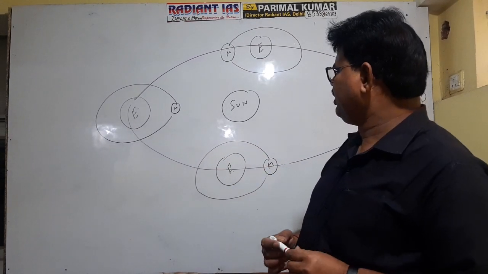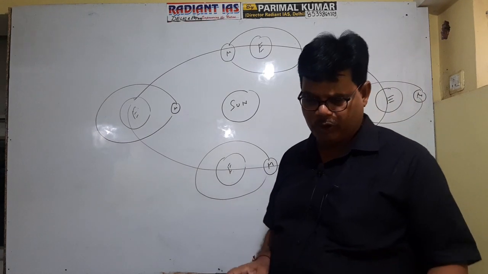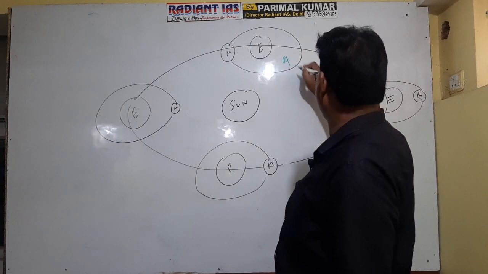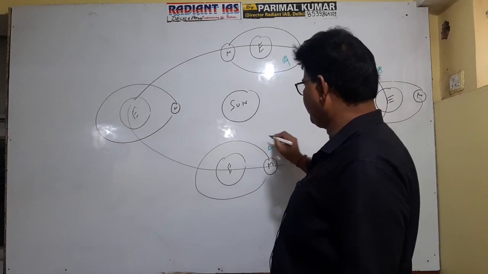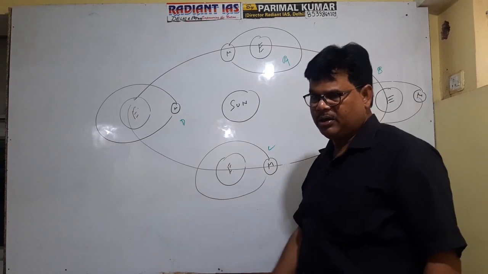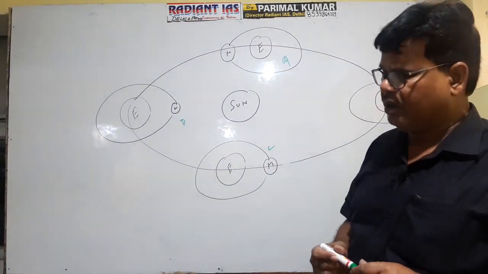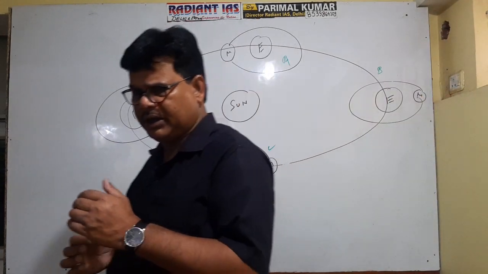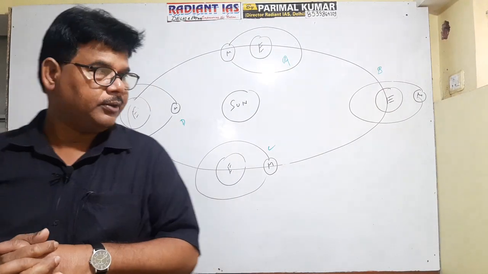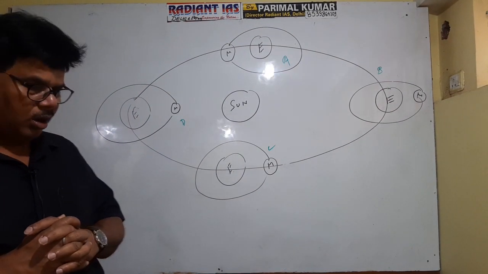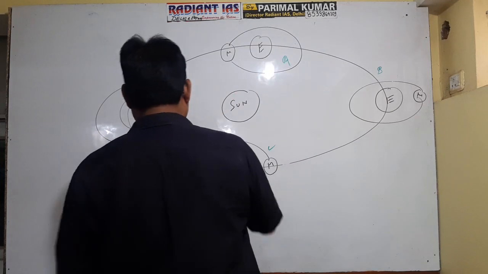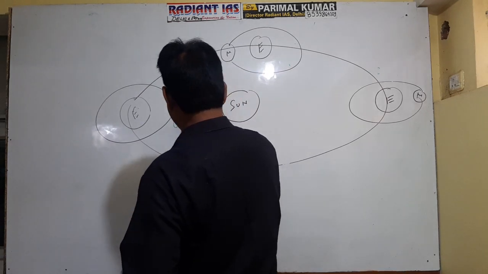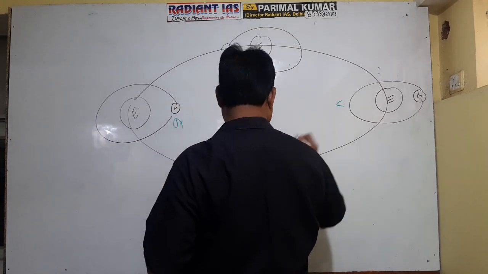So you see, with respect to the sun, moon and the earth, we have four locations. This is the first position A, this is B, this is C, and this is D. This is the pattern of revolution of the moon around the earth and also the revolution of the earth around the sun. Suppose this is position A, this is B, this is C, and this is D.